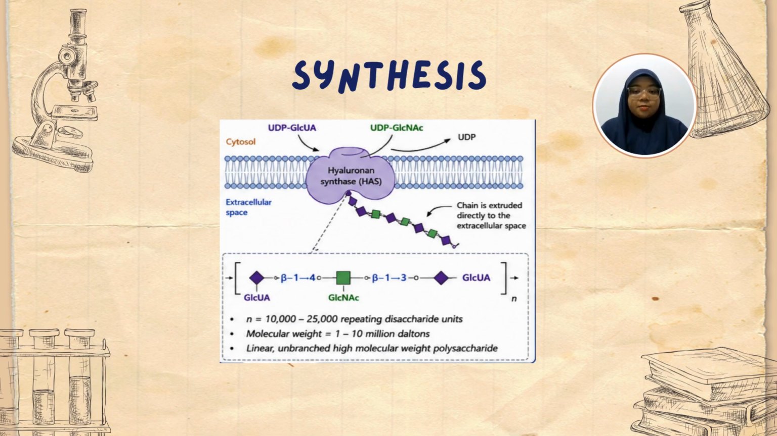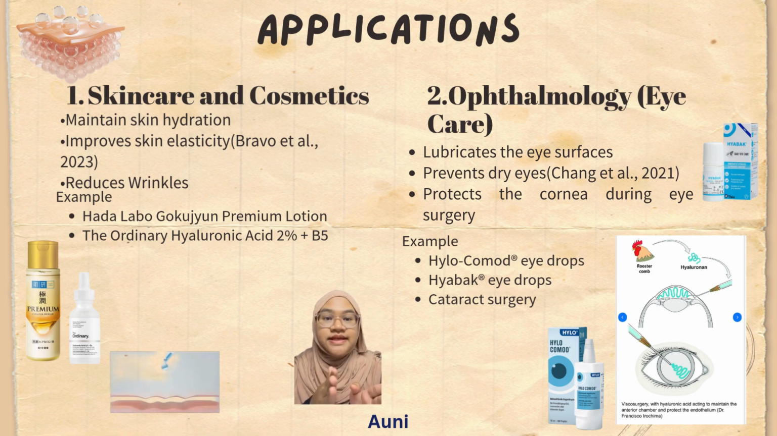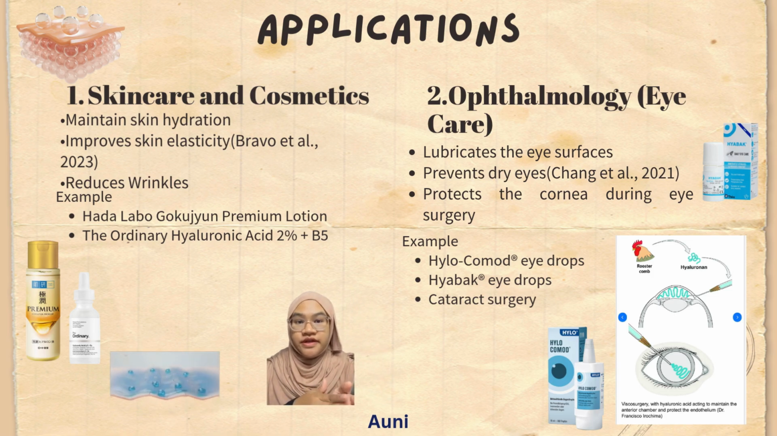A single hyaluronic acid molecule typically contains 10,000 to 25,000 repeating disaccharide units and has a molecular weight of approximately 1 to 10 million daltons. These unique structures give hyaluronic acid excellent water-binding ability, flexibility, and biocompatibility. Its properties make it highly valuable not only in skincare but also in regenerative medicine, wound healing, tissue engineering, and drug delivery systems. Now, let's explore the applications of hyaluronic acid.